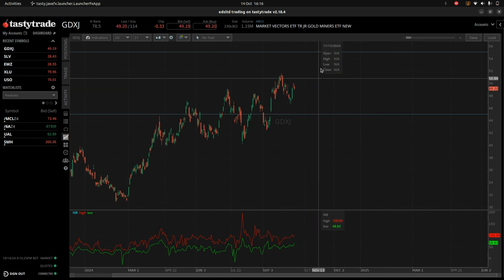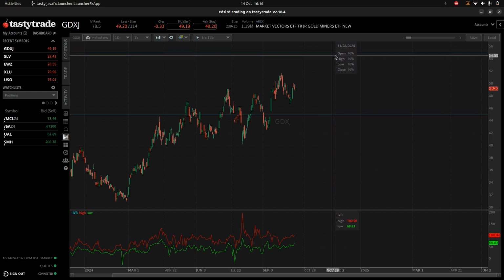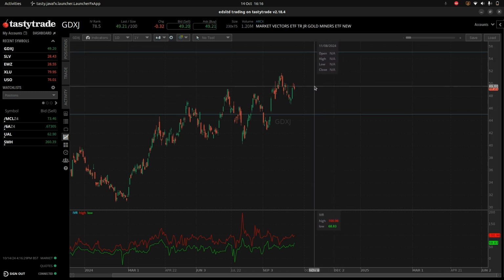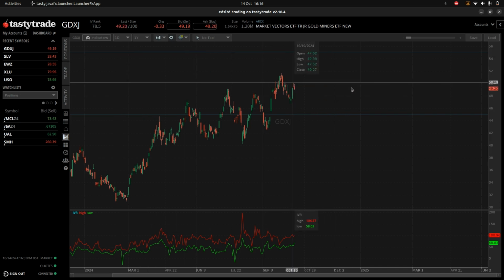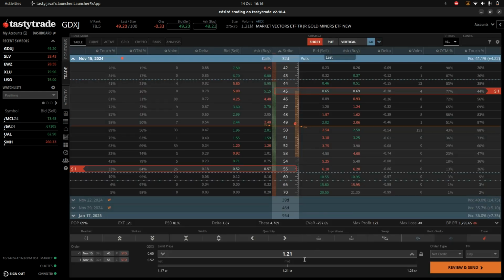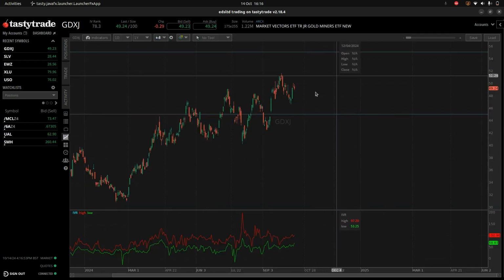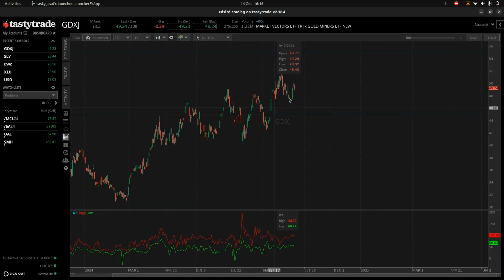It means that our call and put contracts would expire worthless if the price of GDXJ is within this range at expiration, which is in 32 days' time. So we would collect $1.21 up front times 100 because there's 100 shares per contract. So that's $121 that we would collect up front. And this is what we would keep if GDXJ expires within this range.